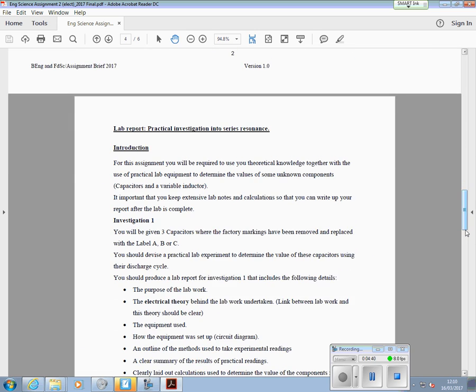Tasks. For this assignment, you'll be required to use theoretical knowledge and the use of practical lab equipment to determine the value of some unknown components. Capacitors and a variable inductor. 2 investigations. Investigation number 1. You're going to be given 3 capacitors where the value of them has been wiped out so you can't see it. Okay, they're labelled A, B and C, and you're to devise a practical experiment to determine the value of these capacitors using their discharge cycle.